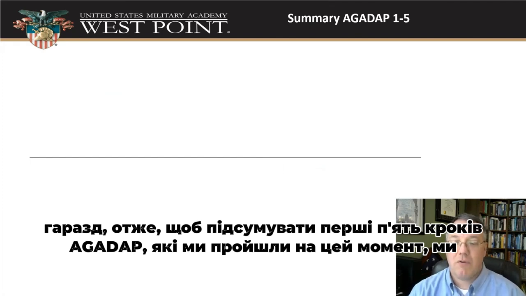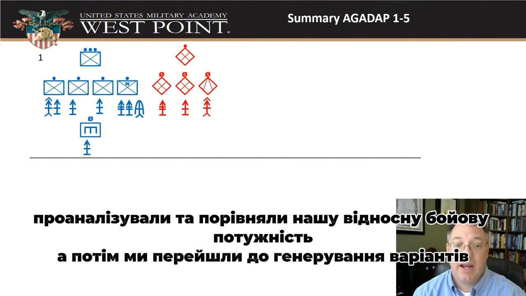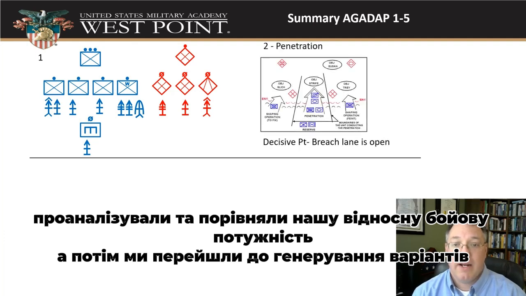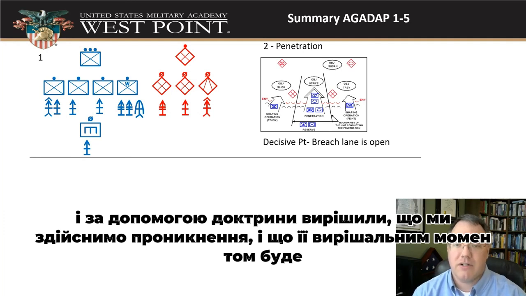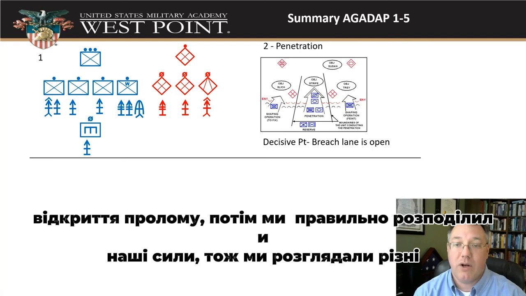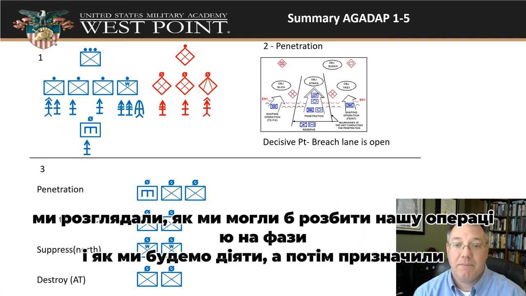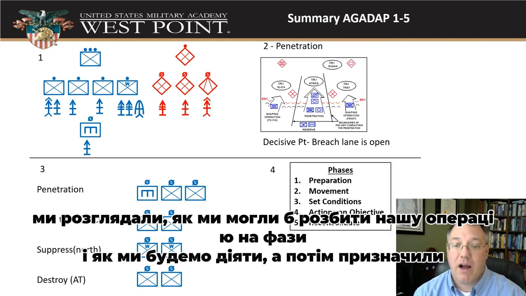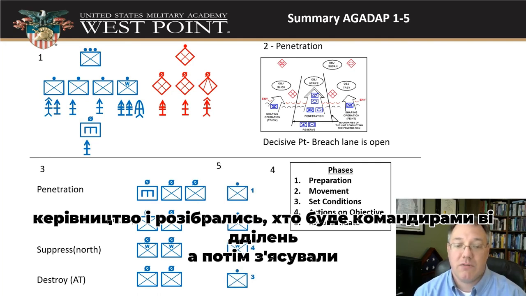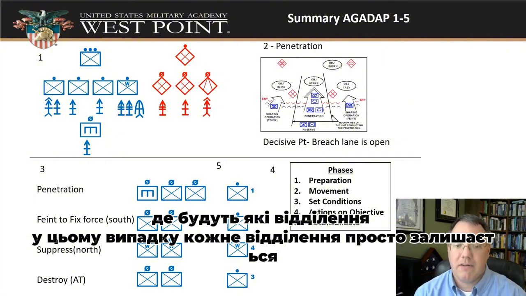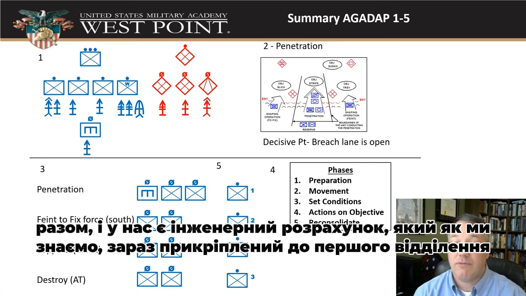Okay, so just to summarize the first 5 steps of AGADAP that we've gone through so far, we had to analyze and compare our relative combat power. And then we went ahead and generated our options and looked at doctrine and decided we were going to do a penetration and that our decisive point was getting that breach lane open, right? Then we had to array our forces. So we looked at the different elements we needed and laid out our available combat power into them for what we would need. We looked at how we could phase out our operation and how we would do things, and then assign some leadership and figured out what squad leaders would be in charge of what, and then that told us or helped us decide what fire teams were actually in there, right? In this case, each squad just stays together, and we've got an engineer attachment. We know that it's attached to first squad, right?